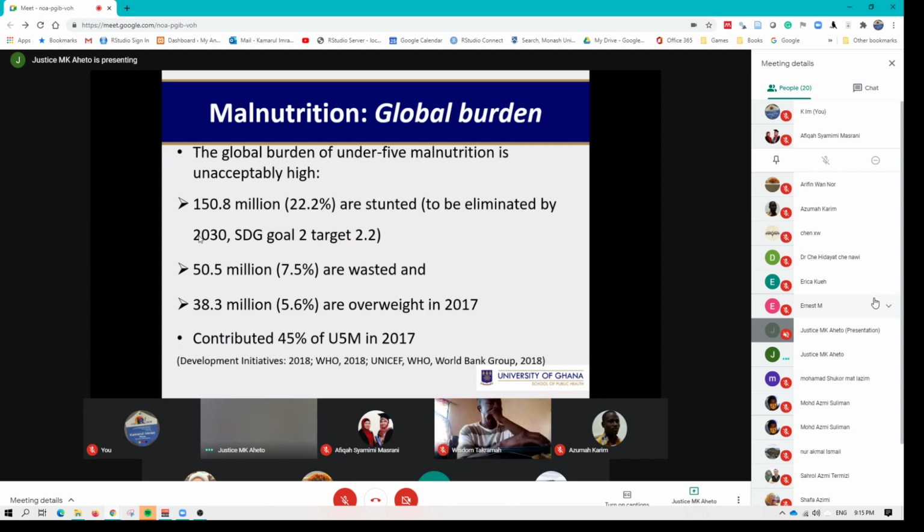Now, for sure, one thing that we know recently is that about 45% of under 5-child mortality in the year 2017 could be attributable to malnutrition in this group of children. And that is something very, very important to us. So nearly half of the under 5 mortality cases observed globally in 2017 could be attributable to malnutrition in children under 5.